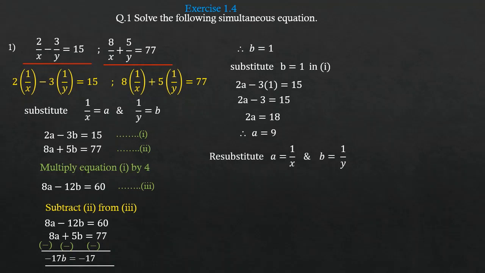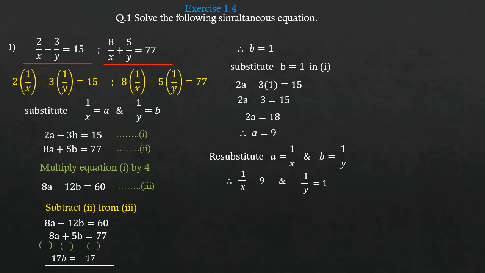So keep in mind, whenever you are doing substitution, at the end you have to do resubstitution. Be careful of this. So a ka value we obtained as 9. So we get 1 upon x is equal to 9. Instead of this a, we are writing 1 upon x. And similarly, instead of b, we are writing 1 upon y here. So we get 1 upon y is equal to 1.